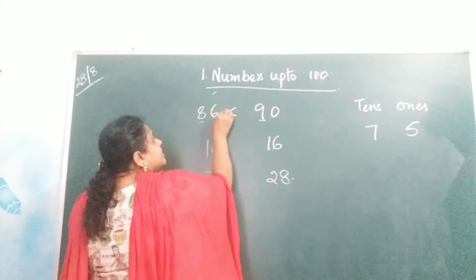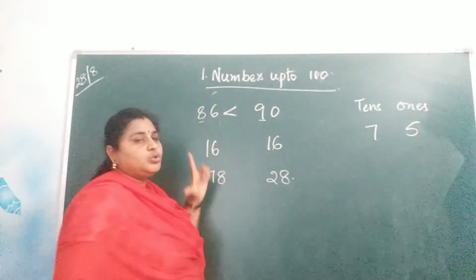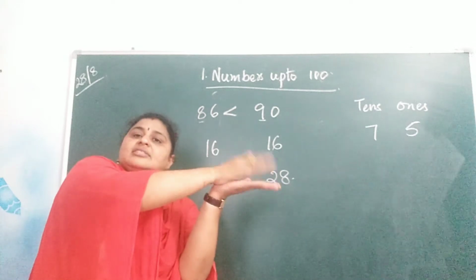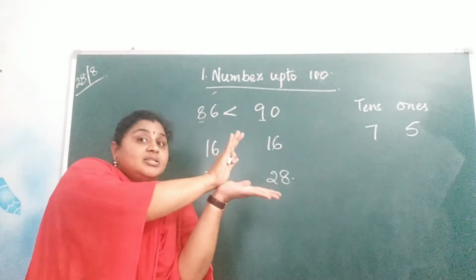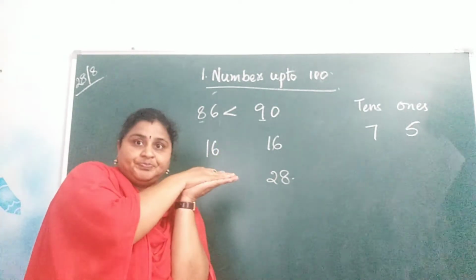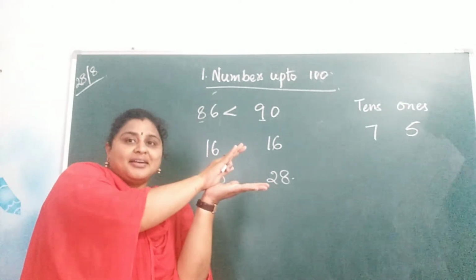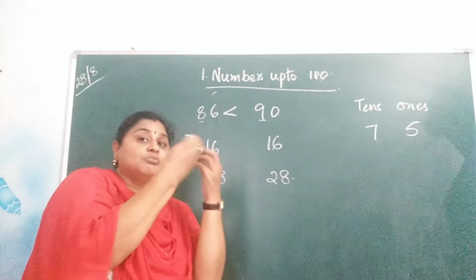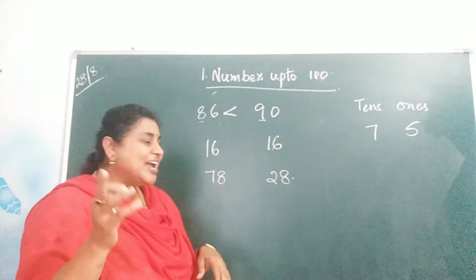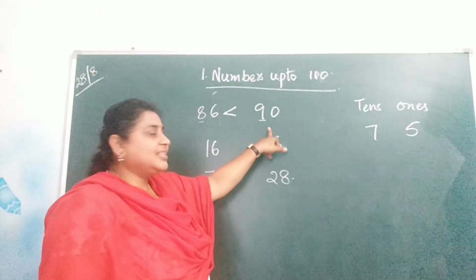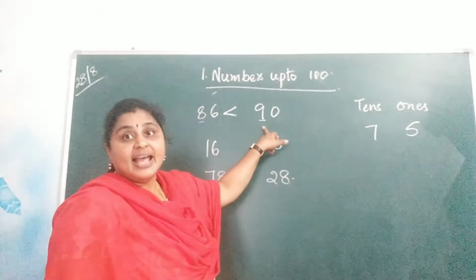See, is this not like a crocodile mouth? Crocodile mouth in a V shape opens. So always the crocodile mouth opens towards the greater value. Why? Because it gets more food. Am I right? Okay. So 8 is less than 9. Therefore 86 is less than 90.